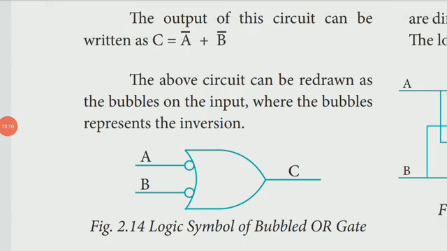See here, this is the circuit. You can write C equal to A complement plus B complement. This is a logic symbol. So, first you are going to use the negative values, that is inversion. So, A inverse then B inverse, you will get the answer as C.